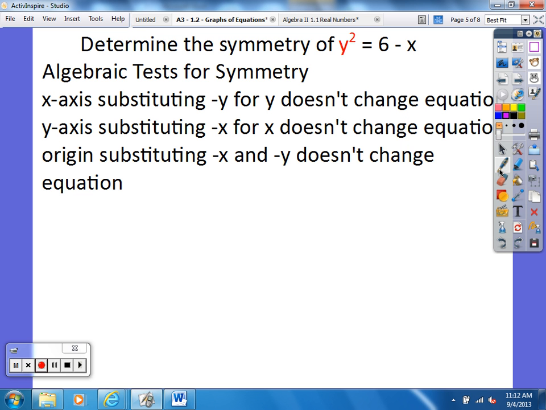Negative y. So let's plug that in. Negative y squared equals 6 minus x. And remember, once again, this is for checking the x-axis. What is negative y squared? It becomes a y squared, right? Equals 6 minus x. Now, the question you have to ask yourself is, is this the exact same as this? Yes. So it is symmetric about the x-axis.